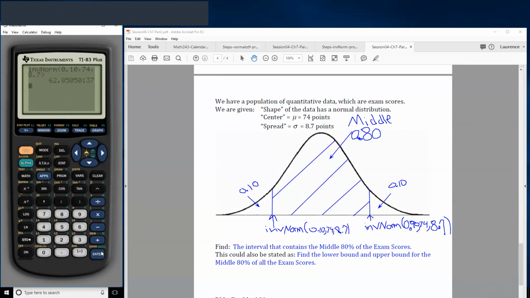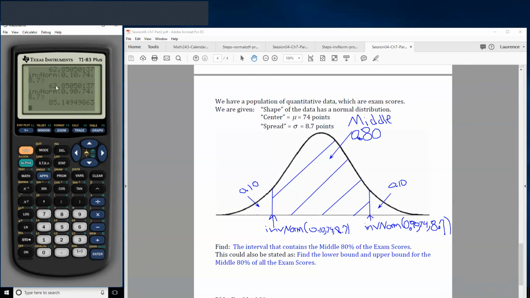Now you notice my other inverse norm has the same center and spread. If you want to, you don't need to do this, but it's a time saver. You could press second enter, gives you the same thing you just entered in. What's the only thing I need to change? Change that 10% to 90%. And oops, I guess I didn't enter that in like I thought I had. Let's try that again. Press 9. There we go. That looks better.